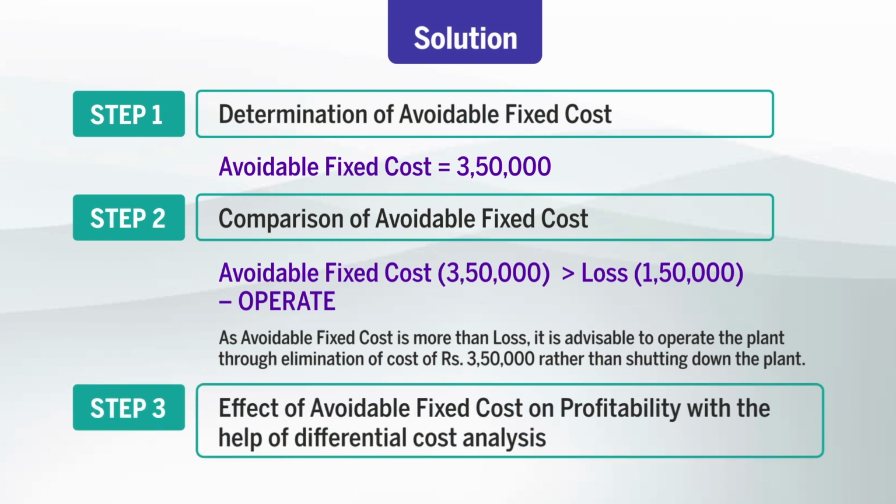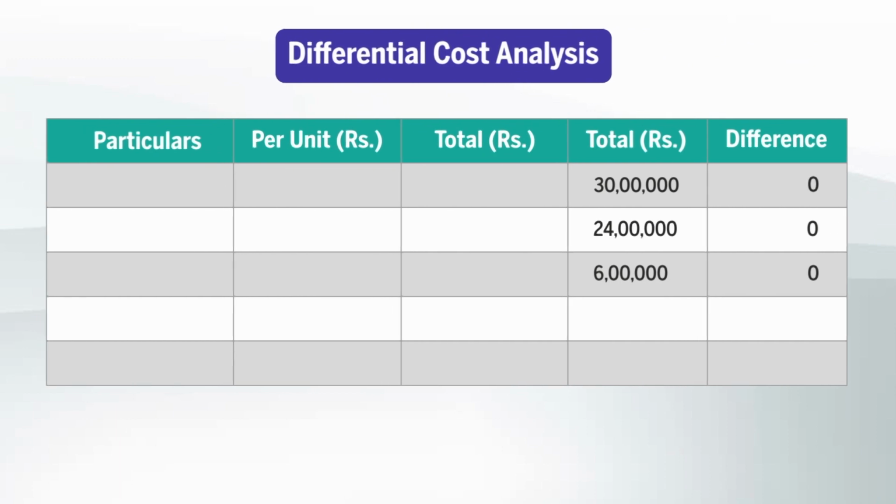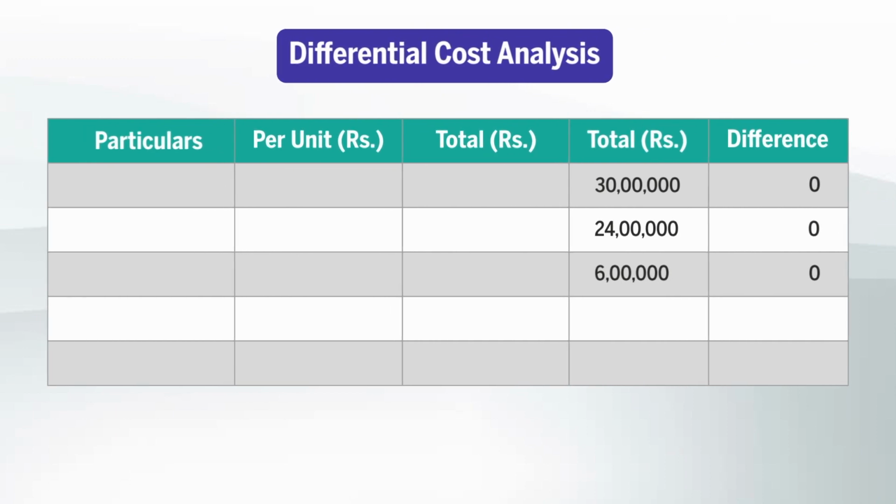The last step is step 3. Here we calculate the effect of avoidable fixed cost on profitability with the help of differential cost analysis. Here differential cost analysis is used. We are going to compare the present situation with the situation if we continue to operate the plant. As from step number 2 we have decided to operate the plant, there will not be any change in the sales. At present sales are ₹30 lakhs, so if we operate the plant, there will be sales of ₹30 lakhs.